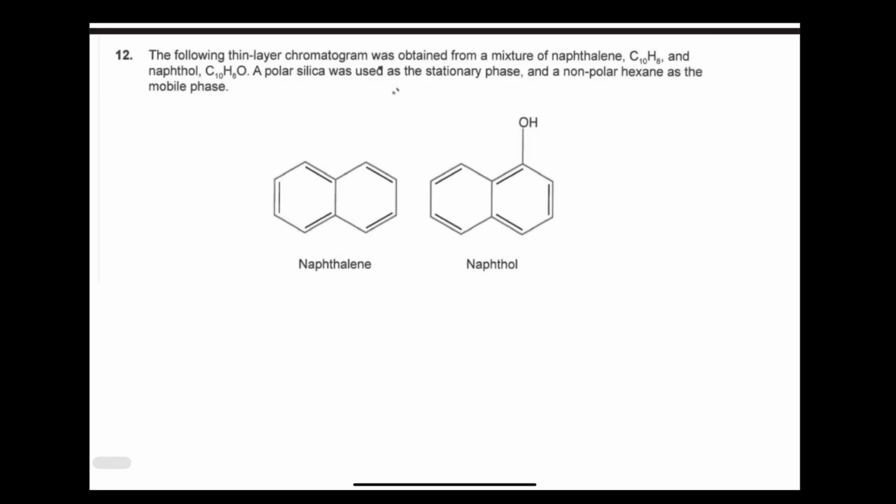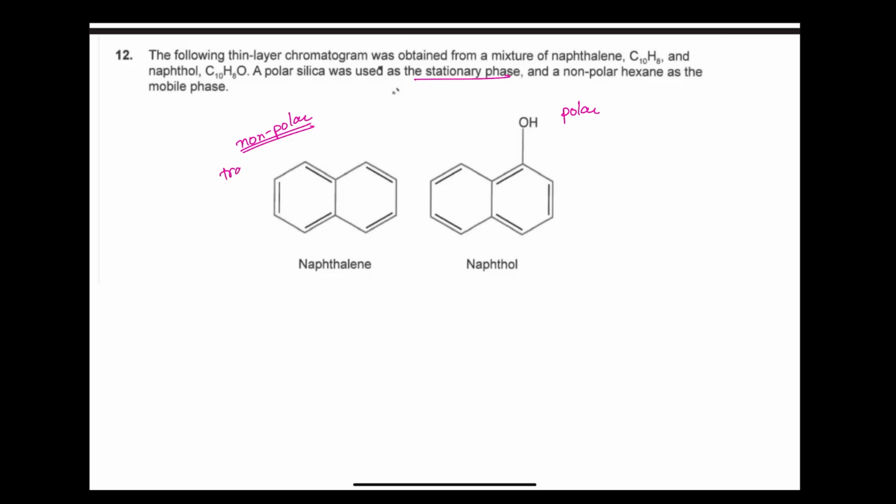Now next. The following TLC thin layer chromatogram was obtained from a mixture of naphthalene, which is C10H8, and naphthol, which is C10H8O. Polar silica was used as a stationary phase and nonpolar hexane as mobile phase. Now naphthalene is nonpolar, obviously. And the stationary phase is silica, right? And naphthol is polar. So naphthol will be attracted to this polar silica, but naphthalene won't be attracted by the polar silica because naphthalene is nonpolar.